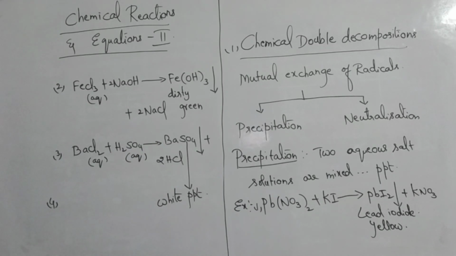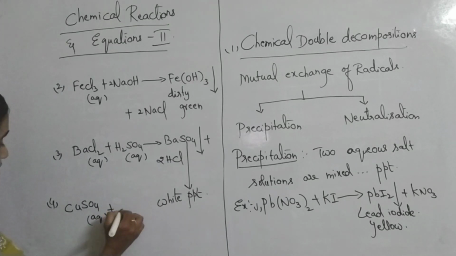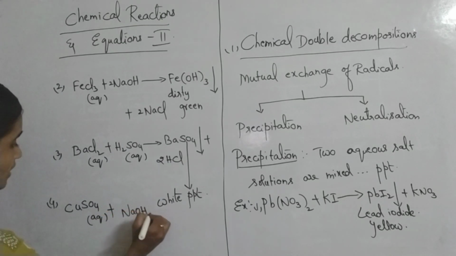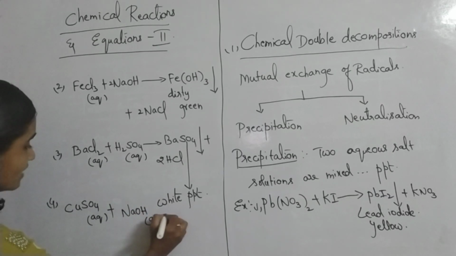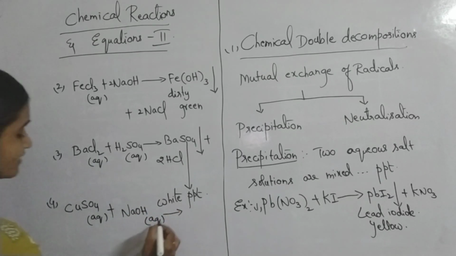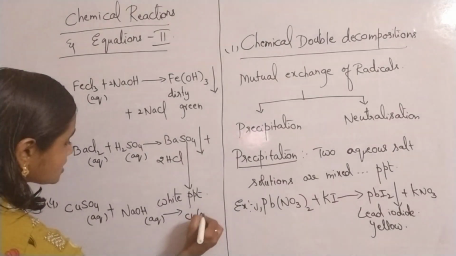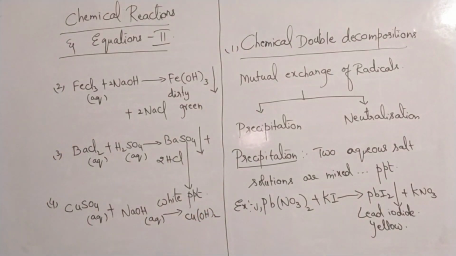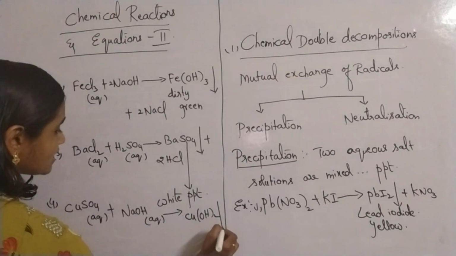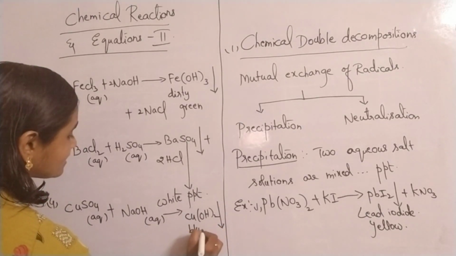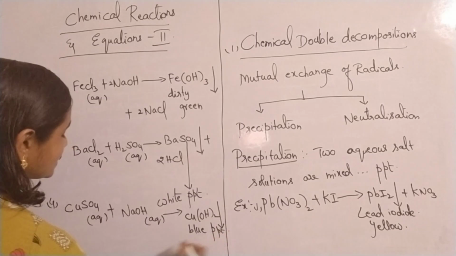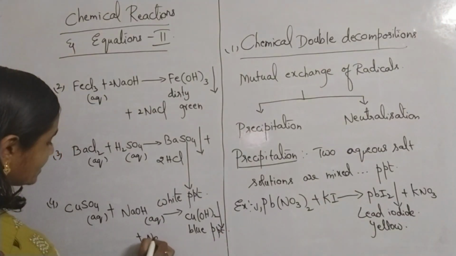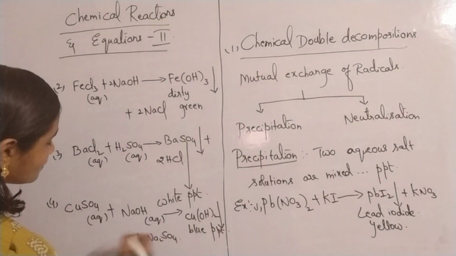Next you have copper sulfate reacting with NaOH. CuSO4, copper sulfate, you always have to take aqueous solutions. It reacts with NaOH, which is also an aqueous solution. It gives rise to Cu(OH)2, which is the blue precipitate. Now a bluish precipitate you will get, and along with that Na2SO4 also is formed.